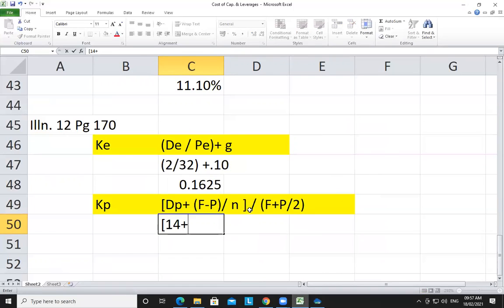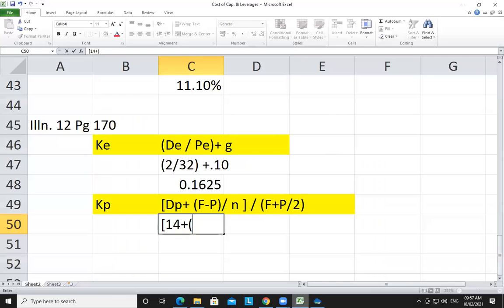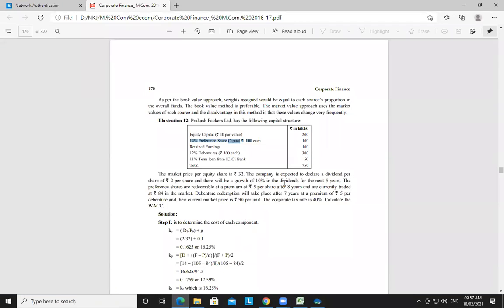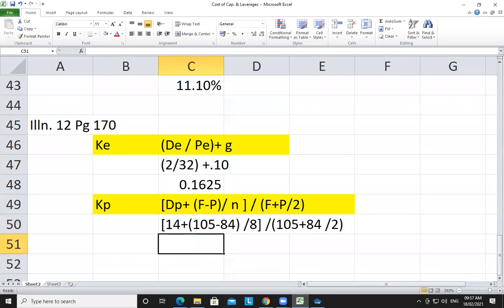Okay, it's very simple. Just apply your formula. What was the redemption price? 105. Yes or no? Yes, sir. What is the issue price? 84. What is the tenure? For how many years was the preference share? 8 years. So 14 plus 105 minus 84 over 8, whole divided by 105 plus 84 divided by 2. Done. Simplify, and this will give you cost of preference.